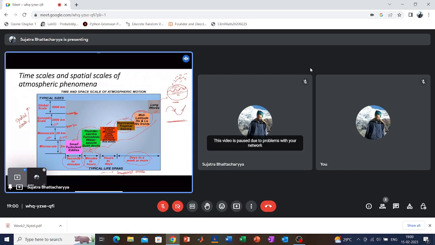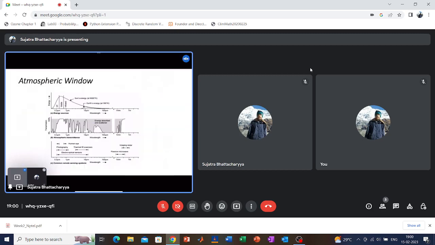Now another thing is the long waves. These long waves are nothing but the Rossby waves, whose importance I have already told you. What is the importance? It helps in balancing the heat. So these long waves are planetary waves. Its scale is more than 10,000 kilometers. There is a question, I think, in week 2 which deals with this particular thing.